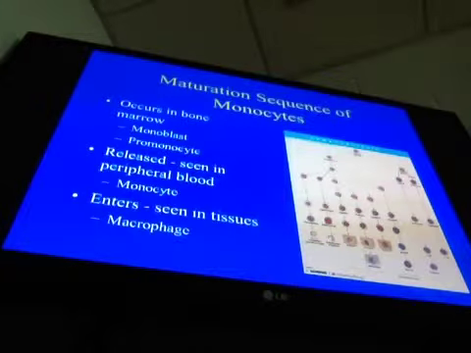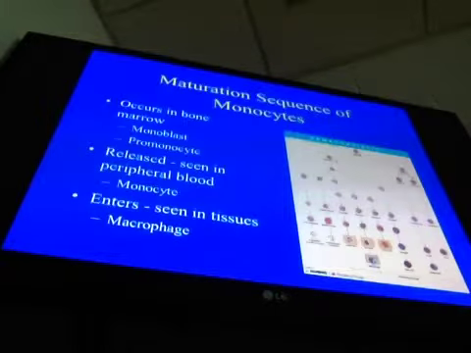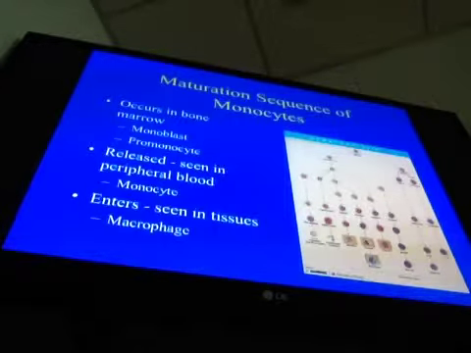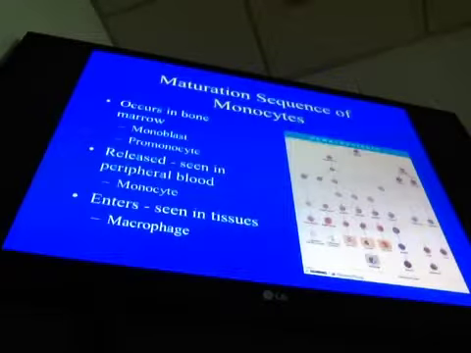One positive that we see is that we have fewer stages in the development of both the monocytes and the lymphocytes. So here we have in our bone marrow the production of monoblasts, promonocytes. When this cell gets released into the peripheral blood, we call it a monocyte. This cell also enters the tissues, and at that point we call it a macrophage.